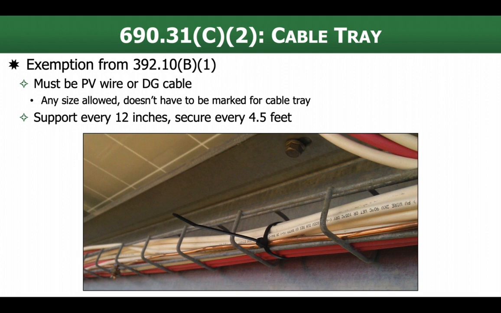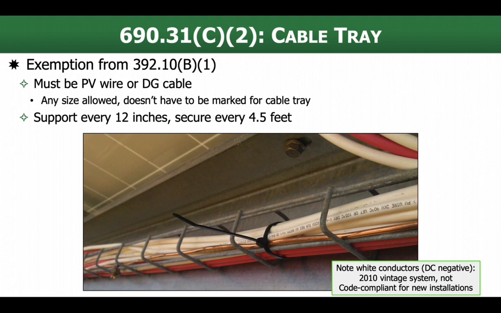We do have to, in this kind of application with PV systems, support the wire every 12 inches. Often that will be built into the cable tray. You can see each one of these is supporting the wire. They're closer than every 12 inches. We then have to secure it every 4.5 feet. You can see the zip tie in this example, securing that bundle to the cable tray. We need that to happen every 4.5 feet.